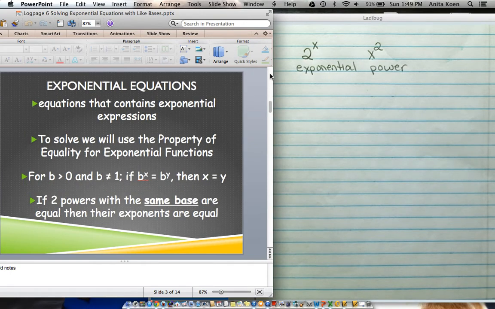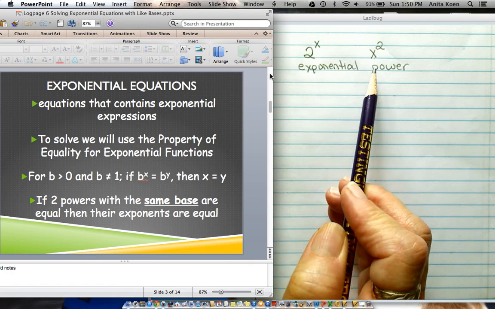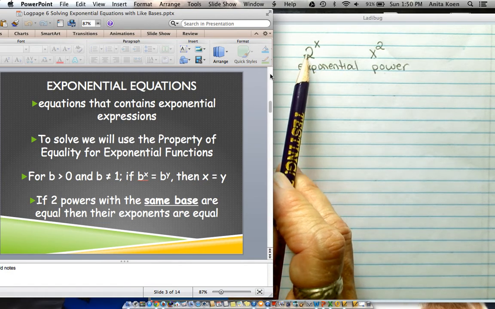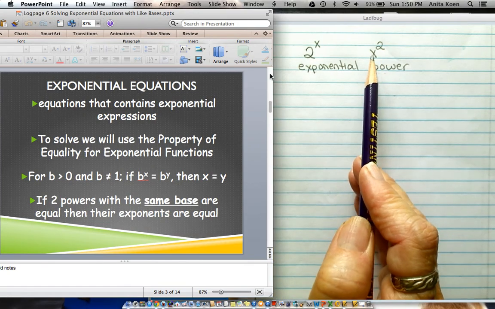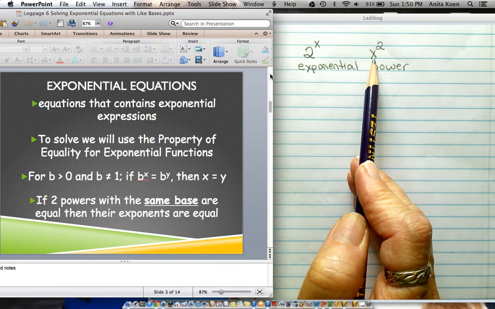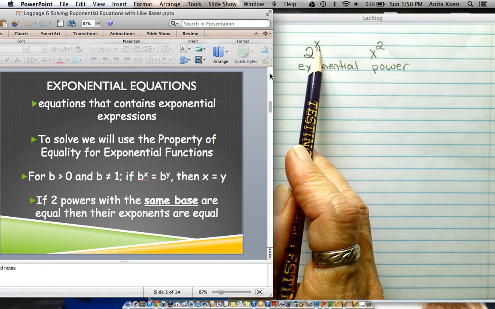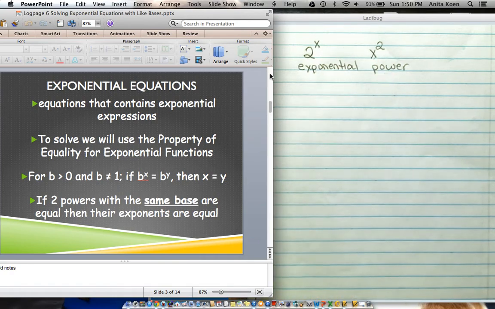So what is an exponential equation? It is an equation that contains exponential expressions. And I want you to look right here and see the difference between an exponential expression and a power expression. An exponential expression has a number for the base. The power expression has a variable for the base. An exponential expression has a variable in the exponent position, and a power expression has a number in the exponent position.